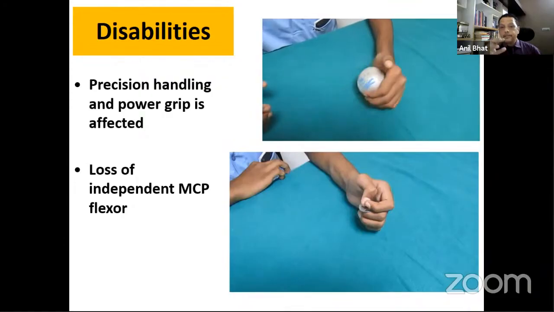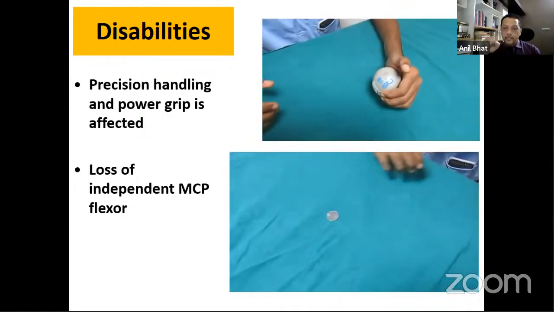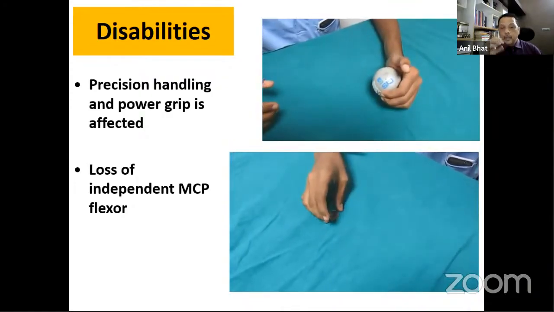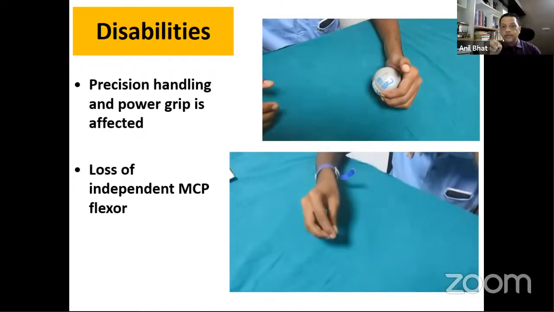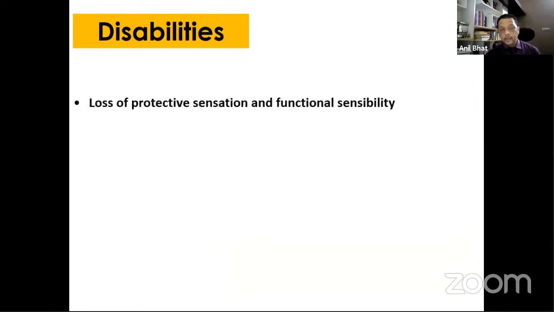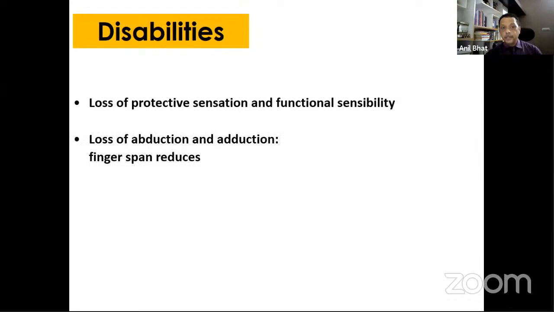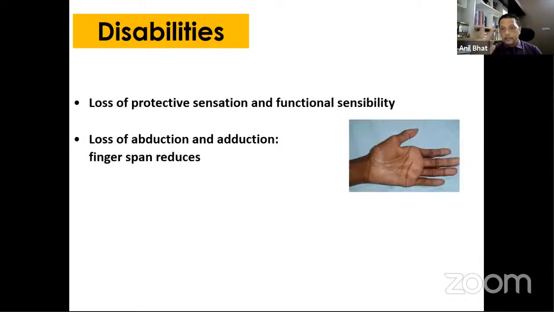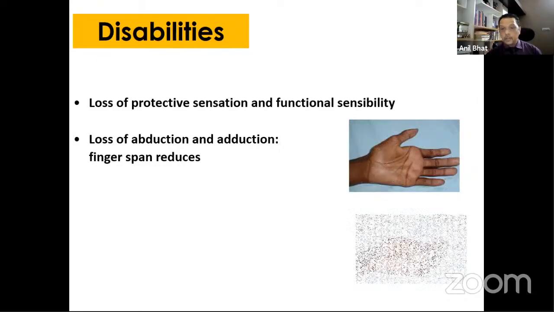In Indian patients, a lot of patients complain that they can't mix the rice. When they want to eat food, they can't really mix the rice. It's very difficult for them. That's one of the major disabilities our patients always complain about. Other disabilities could be loss of protective sensation and functional sensibility. With the loss of abduction and adduction, as I said, the finger span reduces. This is your finger span. You can abduct fully, adduct fully. So that is lost here.